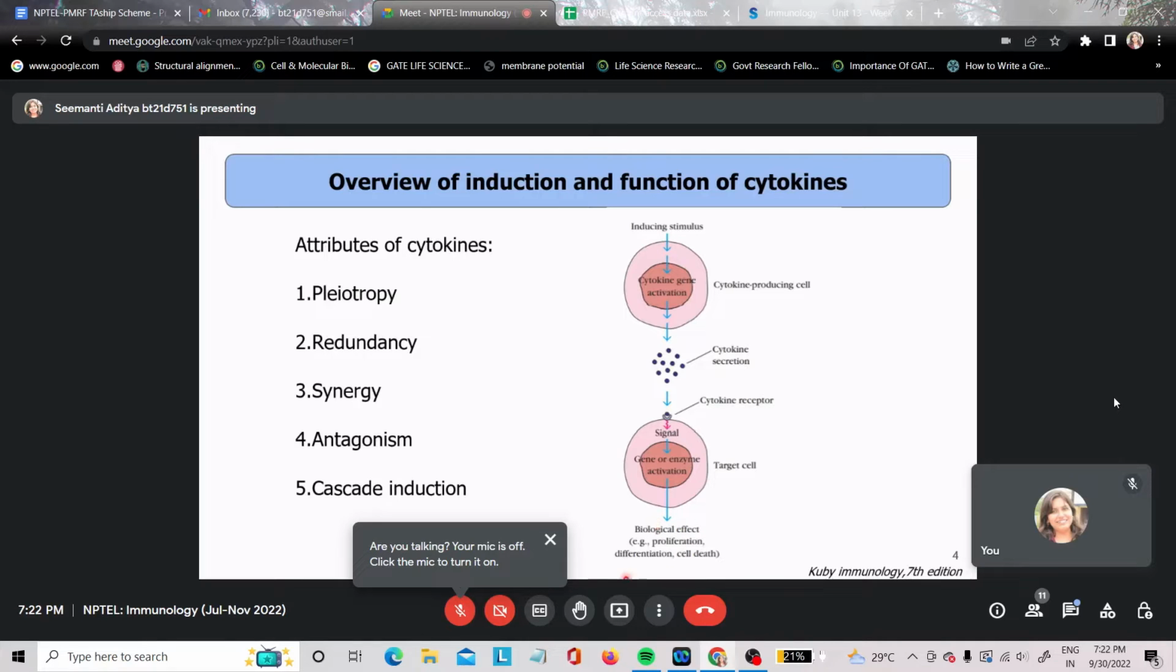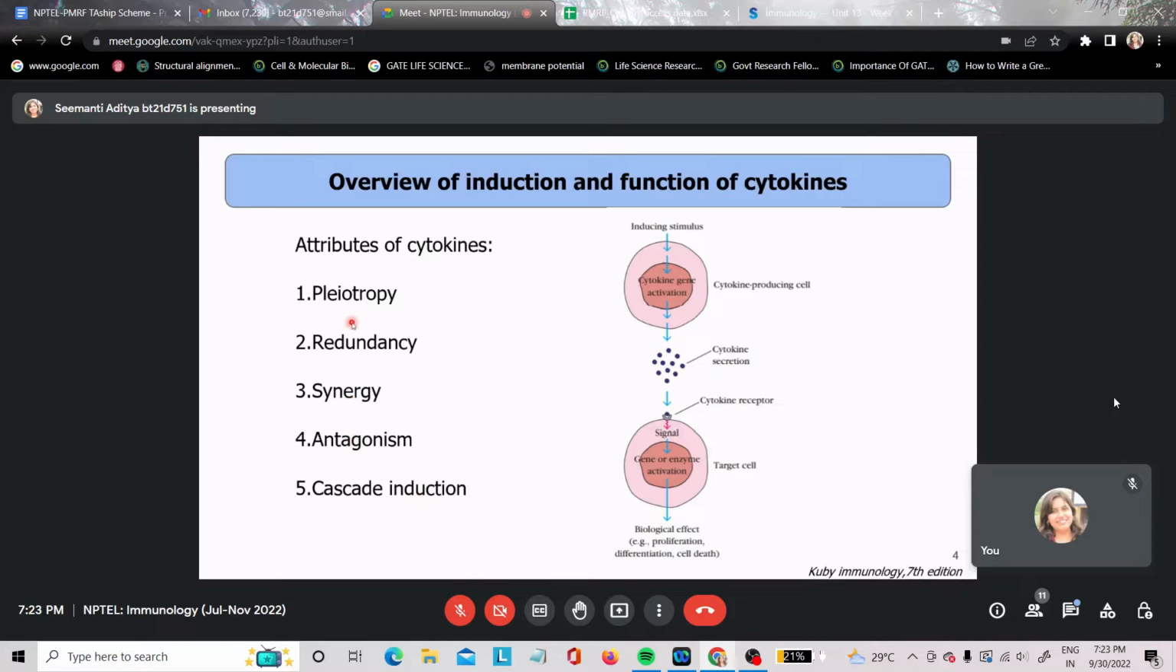So those kinds of functions, or it might also lead to cell death of the particular cell that is overly expressing. If there is an inflammatory response, and there is a huge production of cytokines, it might act to reduce the inflammatory response and allow those cells to get killed. So those could be the effects of cytokines, and these are certain terms which are associated with cytokines. So we'll look into this. These are pleiotropy, redundancy, synergy, antagonism, and cascade induction.